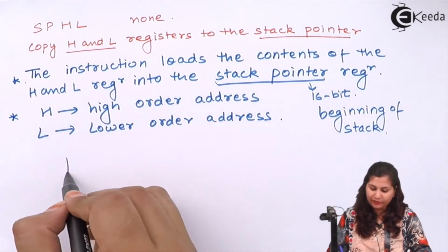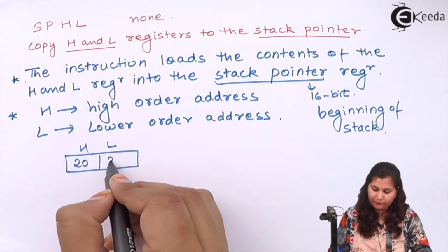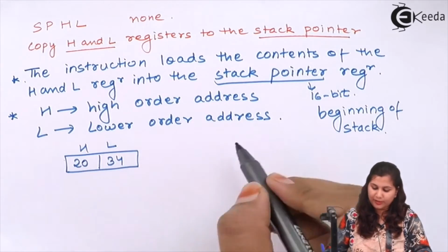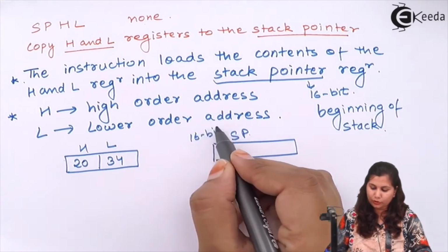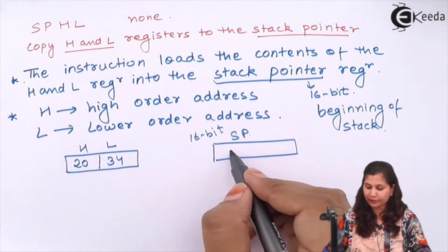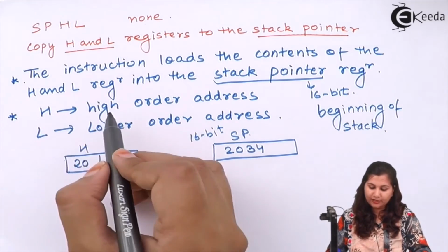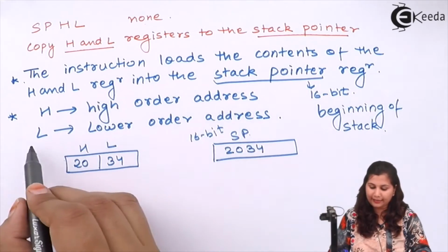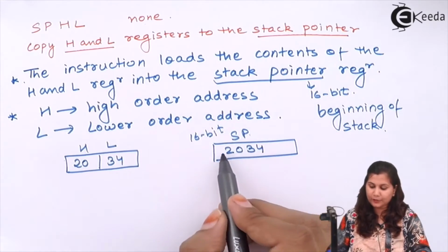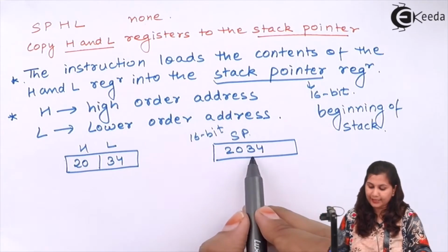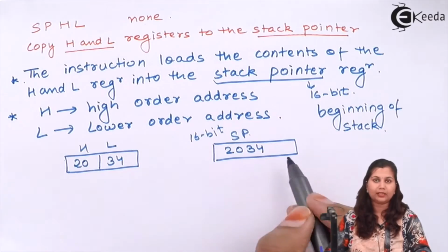So suppose in HL we have the memory address 2034, and this memory address will be loaded in the stack pointer. Stack pointer is 16-bit, so this address 2034 will be completely transferred into the stack pointer register. The H register shows the higher order address, and the L register shows the lower order address. So we have the address 2034, and at this address the stack pointer will be initialized. So the stack will start from this memory location.